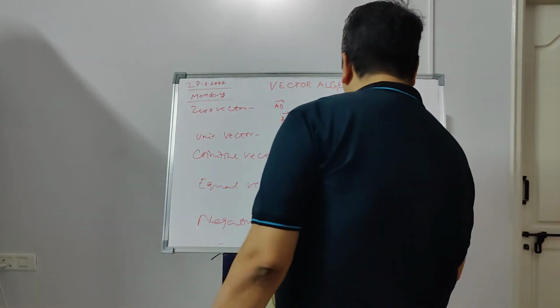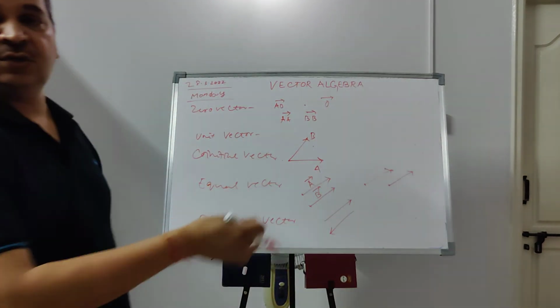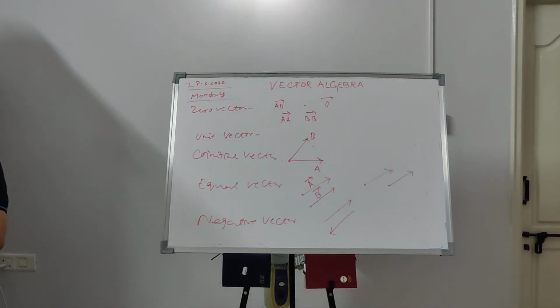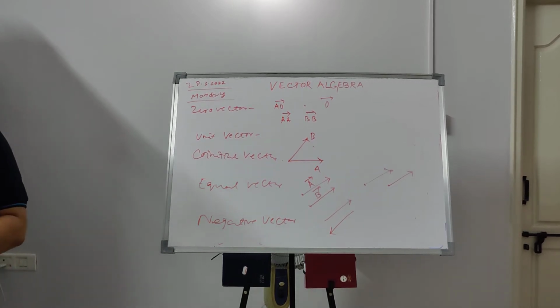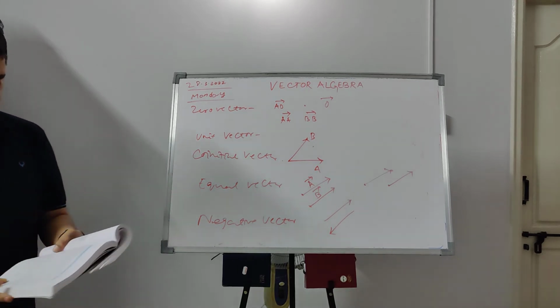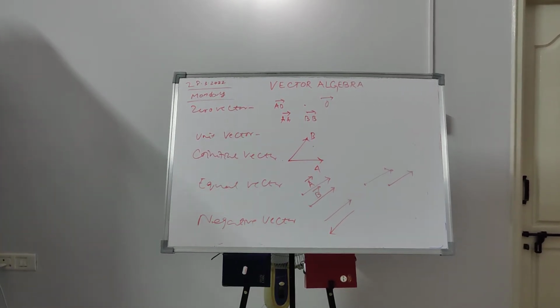So if this vector is like this, then another vector is like this. If they are just opposite to each other, they are called negative vectors. Okay, so there are some examples that we can discuss. The first example: represent graphically a displacement of 40 kilometer 30 degree west of south.